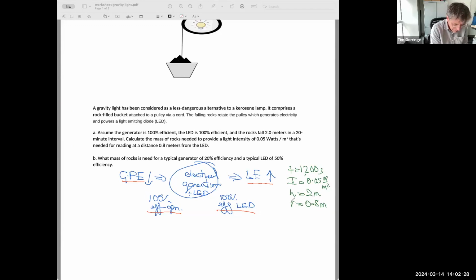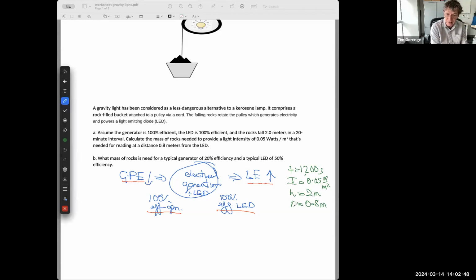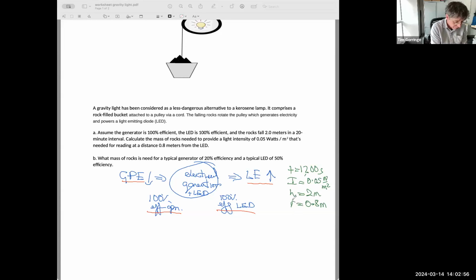Then we've got two other numbers here, two distances. One's related to the input of gravitational potential energy, one's related to the output of the light energy. The H here, that's the height that we drop the rocks from. So that's going to determine the release of gravitational potential energy. And R here, this is the distance at which we want this intensity of light from the LED. So that's going to be involved in the light energy. So we've got to put all these things together to calculate the mass of rocks that we have to drop to produce this intensity of light at this distance from the LED.